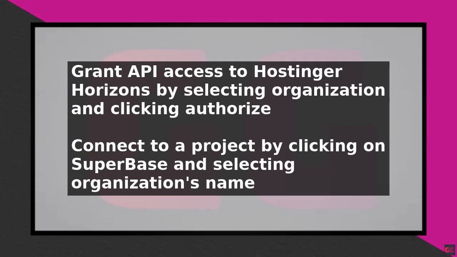Next, scroll down to the bottom of the page and select the organization you want to grant API access to. Read through the information provided. Then click on Authorize to grant Hostinger Horizons access. Once authorized, you can connect to a project by clicking on Supabase again and selecting your organization's name.